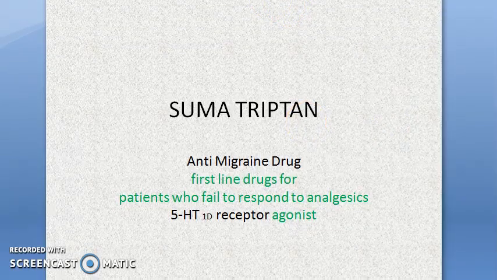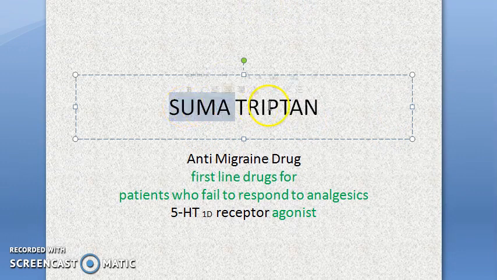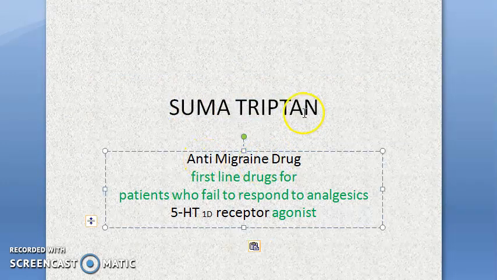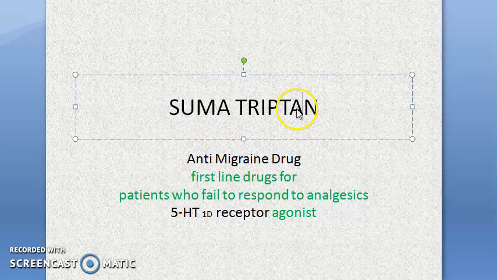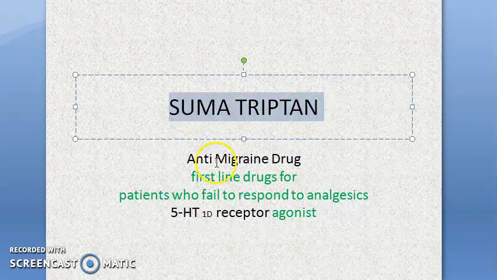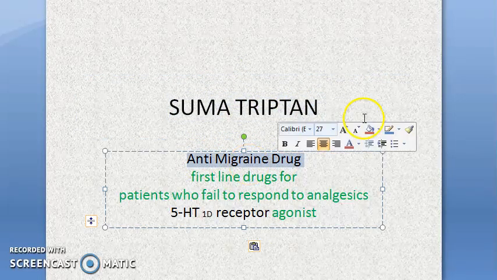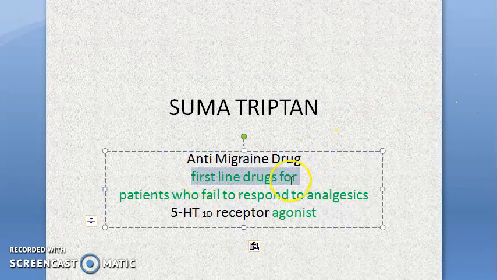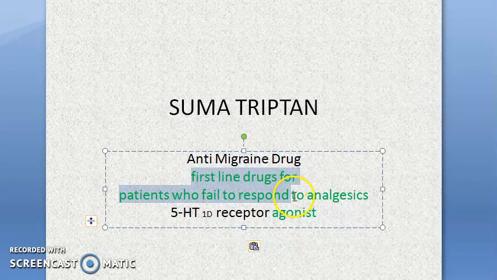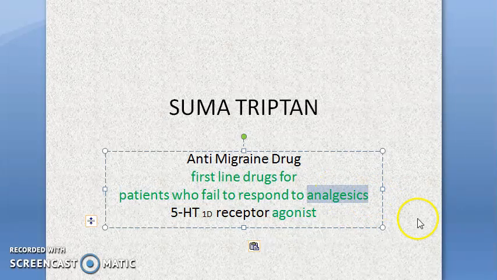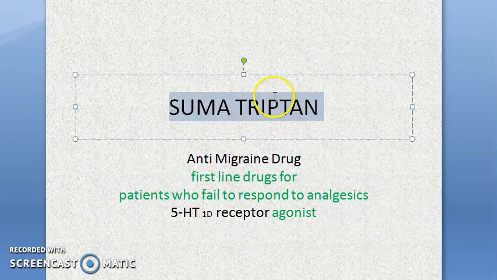In this video, we want to cover Sumatriptan. This is an anti-migraine drug. It is called a triptan, okay? Sumatriptan is an anti-migraine drug, so for headache, right? It is the first line of drug for patients who fail to respond to analgesics, so you will give Sumatriptan. If a person has migraine and analgesics are not helping, then you will give Sumatriptan.